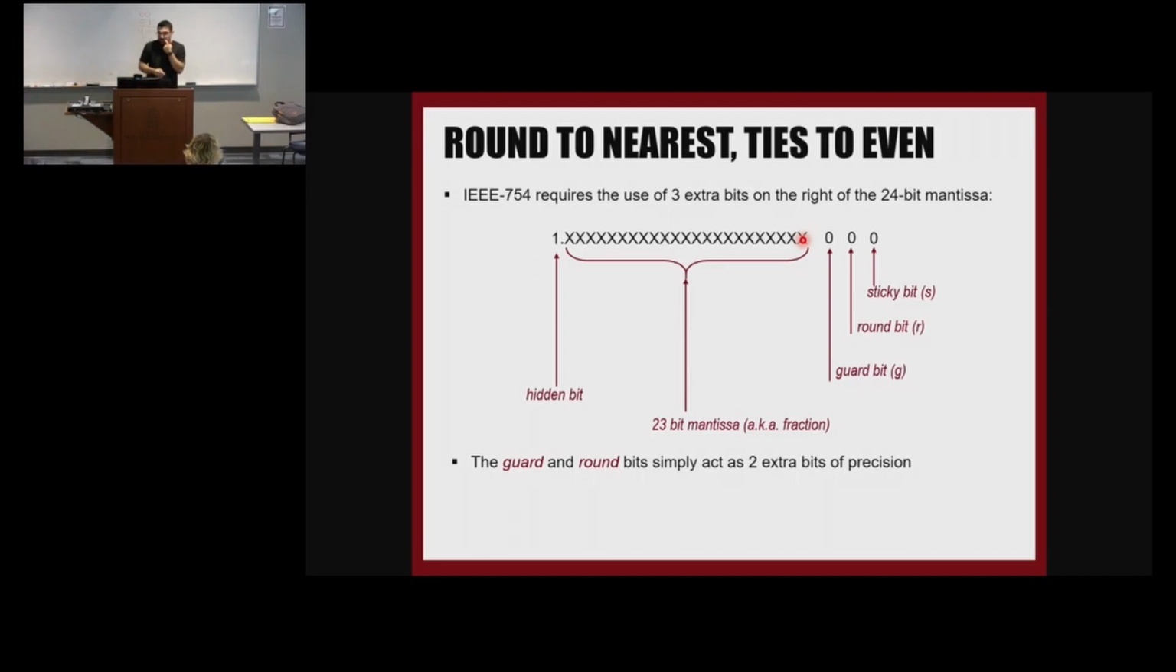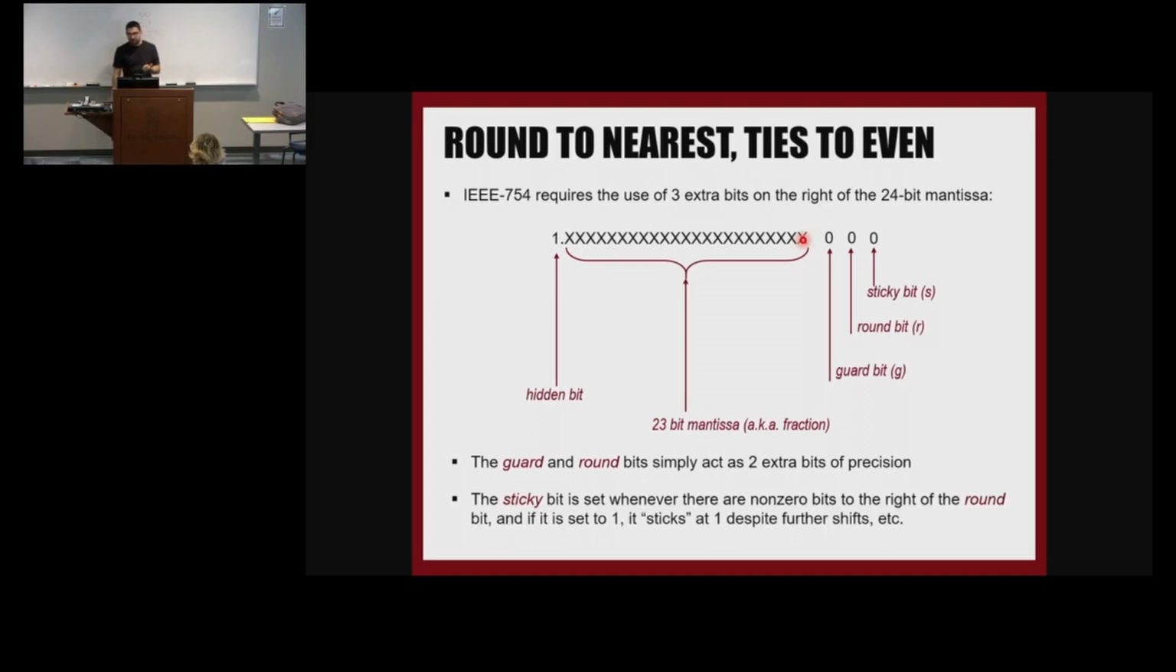Guard and round are simply 2 bits that we add. Sticky is a little bit different. It's also a bit, but because we shift right, the first time it becomes 1 for any reason, it's going to stick to 1. So no matter what you shift, this number is not going to change. It's going to remain 1. That's why it's called a sticky bit.